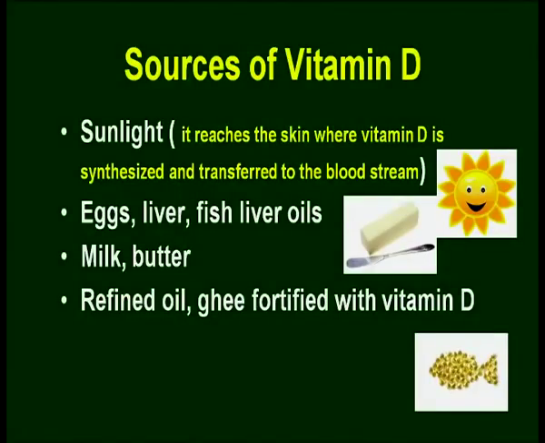Everybody knows that it is obtained from the sunlight, because your body can convert the sunlight absorption of vitamin D from one chemical form to the other chemical form inside the body. It reaches the skin where vitamin D is synthesized and transferred to the bloodstream by going through various chemical processes inside the body. It is directly available from eggs, liver, fish liver oils, milk, butter, and some fortified ghee and refined oils are also available. But you have to have a good amount of sunlight.